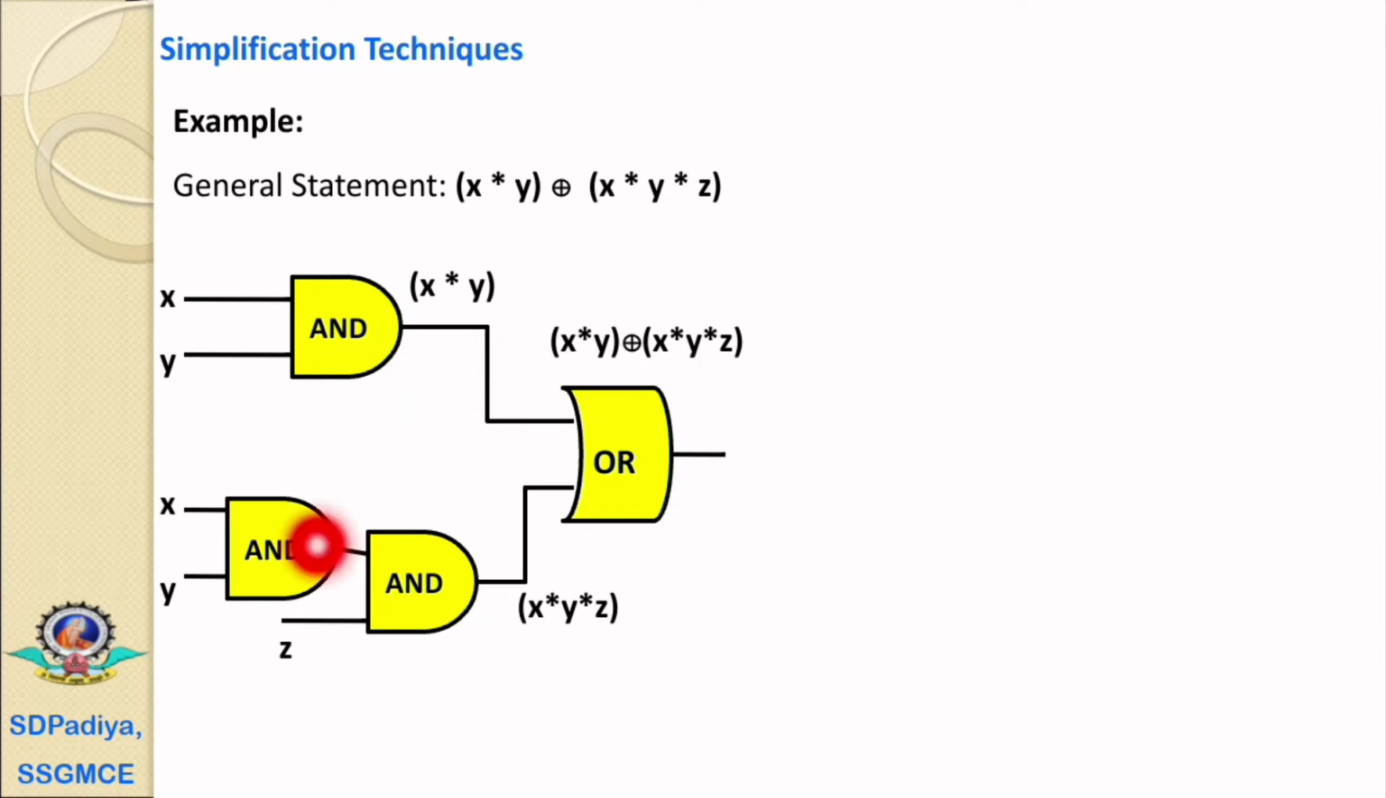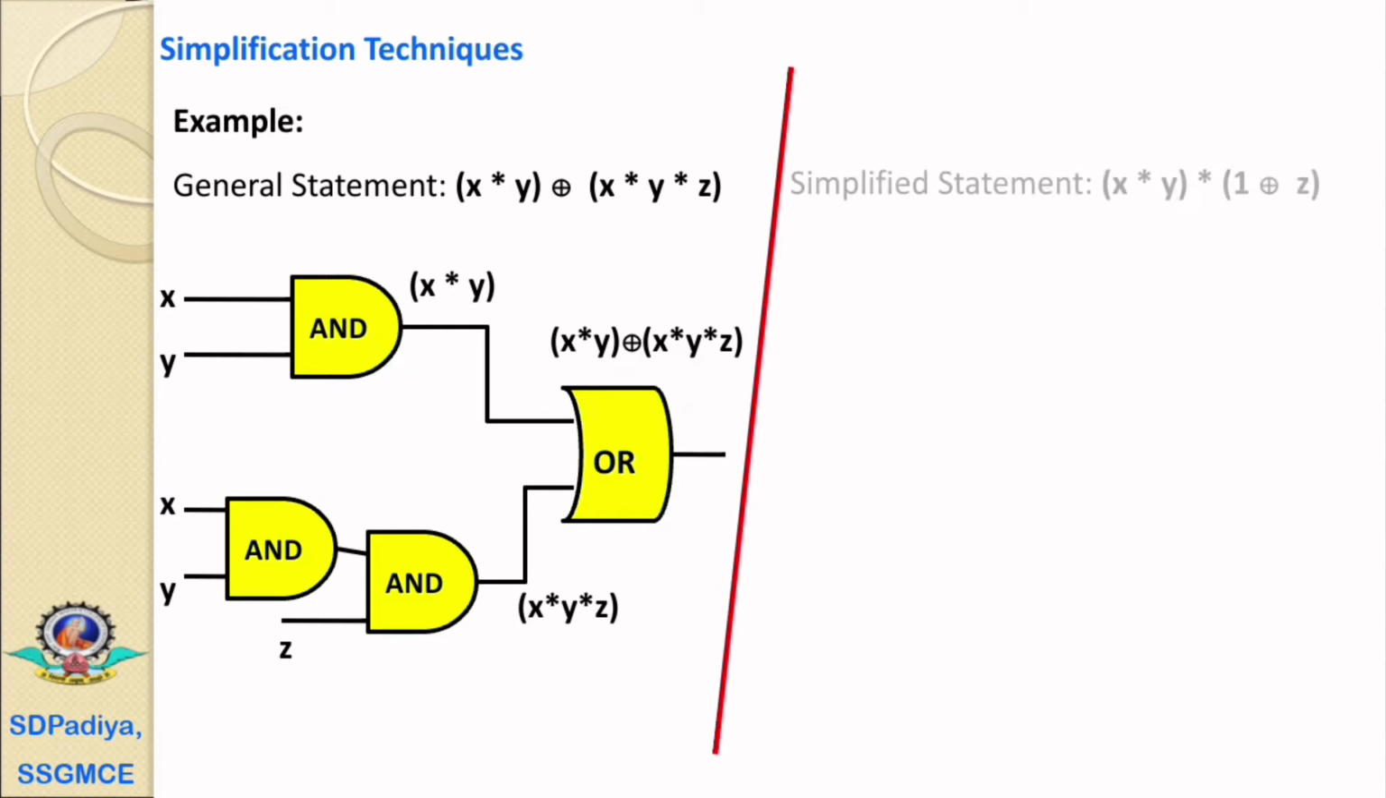The second AND gate will generate x product y, and its output is connected to the second AND gate, and then in combination with z, it will generate x product y product z. When we supply these two bracket terms as inputs to the OR gate, it will generate the output for the expression x product y sum x product y product z. But now, can we simplify this expression?